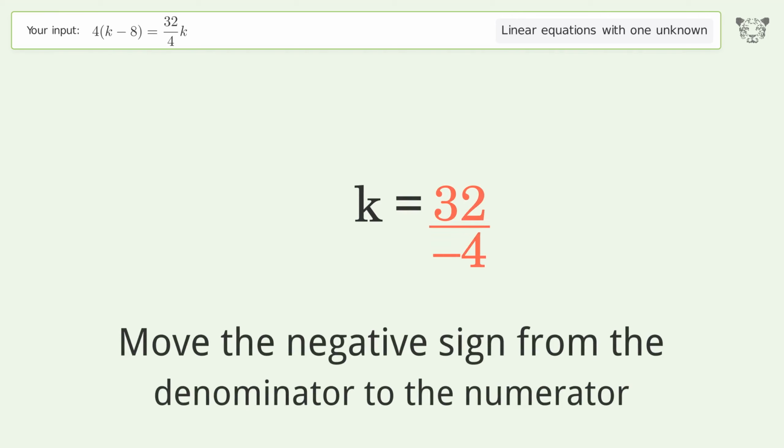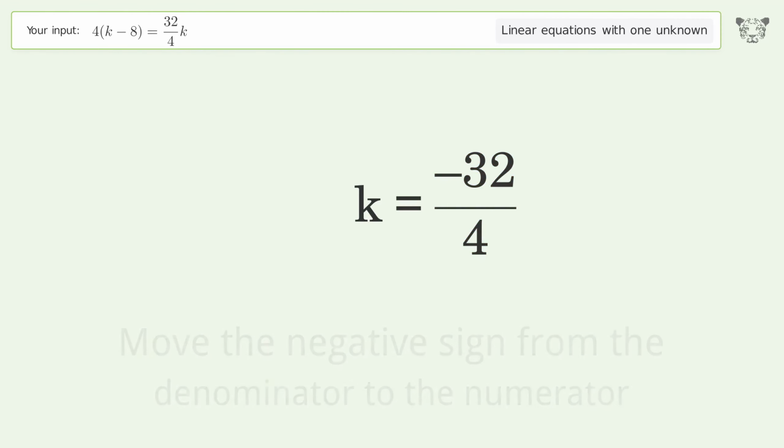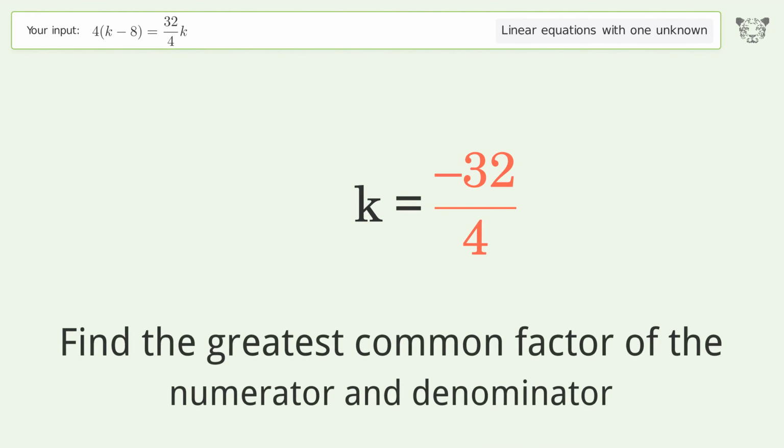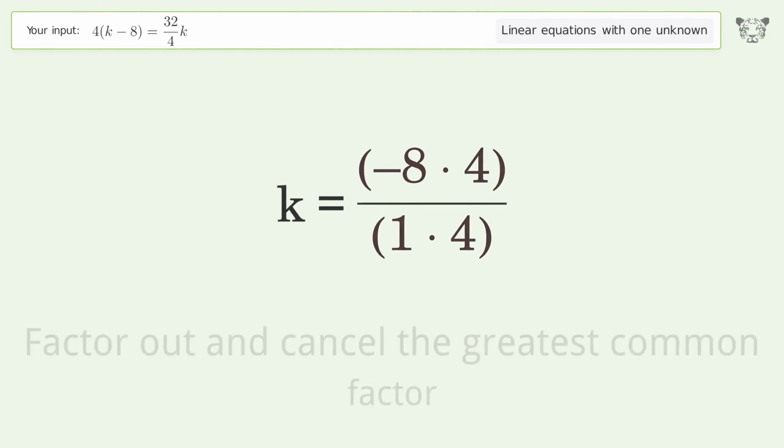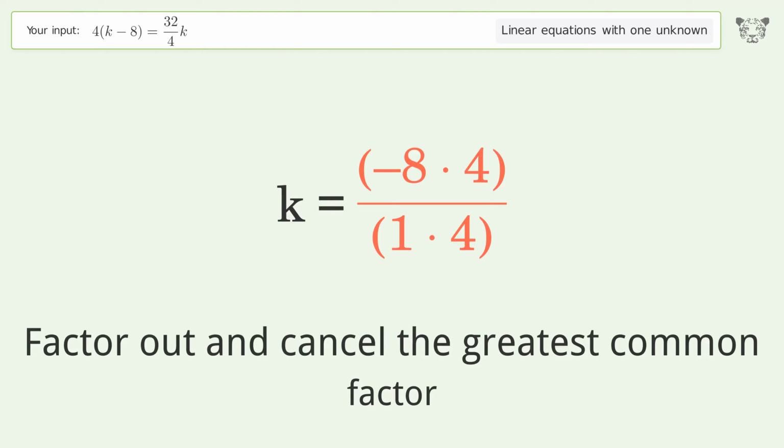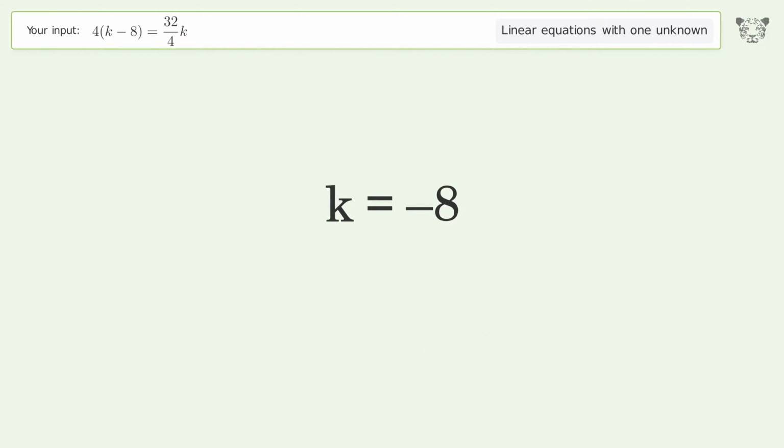Move the negative sign from the denominator to the numerator. Find the greatest common factor of the numerator and denominator. Factor out and cancel the greatest common factor. And so the final result is k equals -8.